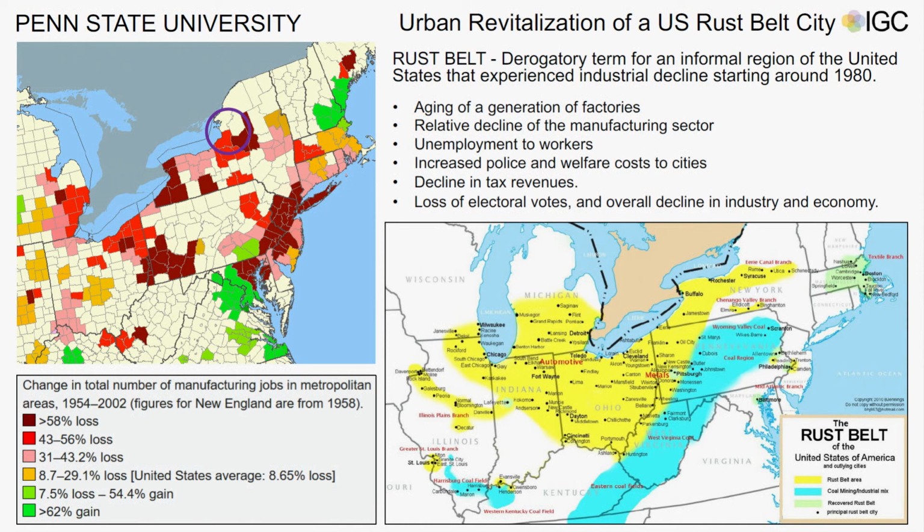So for those who don't know what a Rust Belt city is, it's basically all about decline in population. Took place around the 80s. It was about the decline of industry, which led to all these other things, increased unemployment rate, increased welfare costs. And you can see here's Oneida County where Utica is. So it experienced approximately 43 to 56% loss in jobs. So one of the things we wanted to look at in this project was that this issue isn't just Utica. It's all over. As you can see, the Rust Belt extends all the way through to Ohio, Indiana, Illinois. So this isn't a problem that's just specific to Utica.